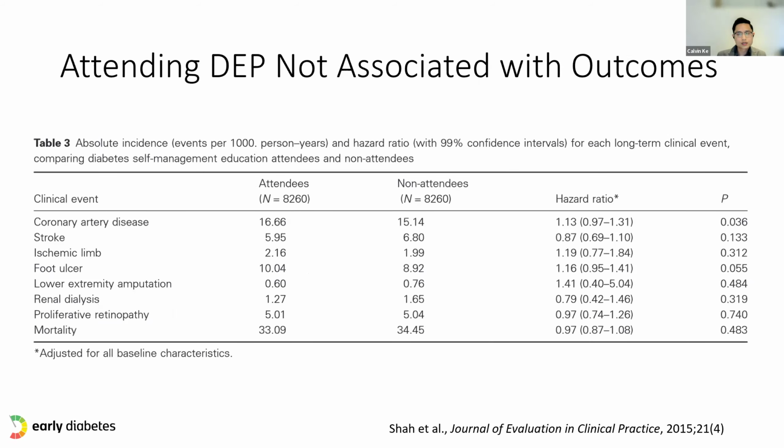But when they actually looked at the outcomes in terms of complications, so cardiovascular disease, amputation, retinopathy, mortality, there actually was not a significant association between attendance at these programs and outcomes. And this was adjusted for the baseline characteristics that were measured. Obviously it's not a randomized controlled trial, so there's confounding in place as to who gets referred to these programs, who actually attends. But this is what the data showed, based on the observational findings. This is the best information that we have.